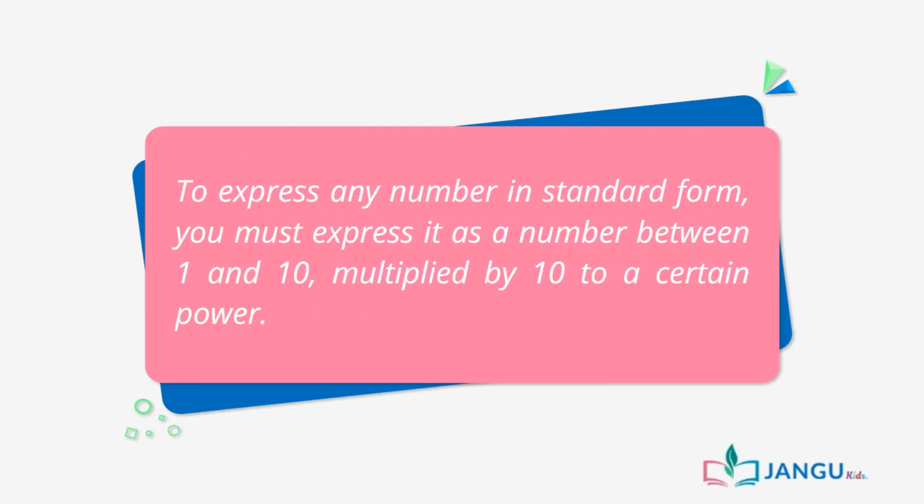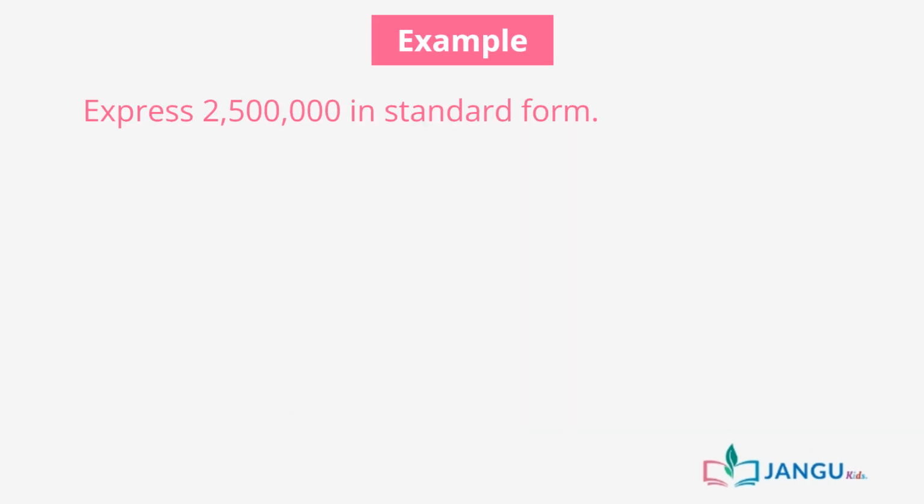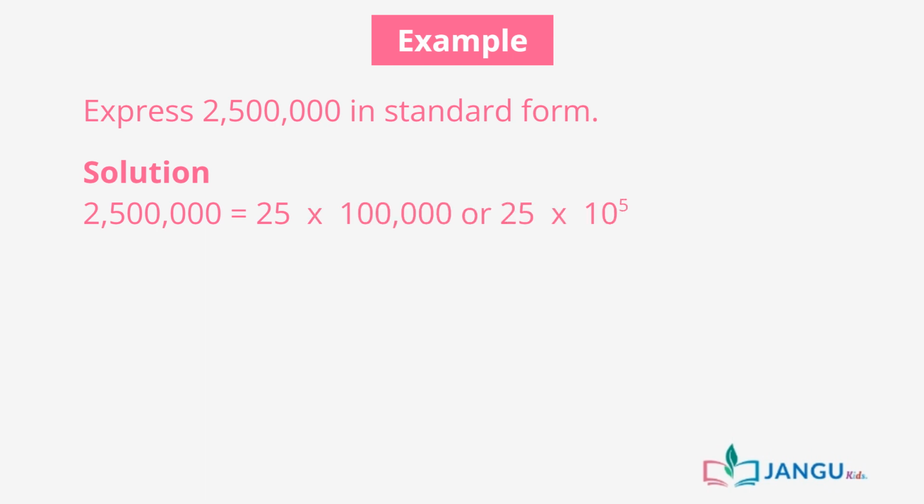Generally, to express any number in standard form, you must express it as a number between 1 and 10, multiplied by 10 to a certain power. For instance, we are asked to express 2,500,000 in standard form. We know that 2,500,000 is 25 times 100,000 or 25 times 10 raised to power 5.